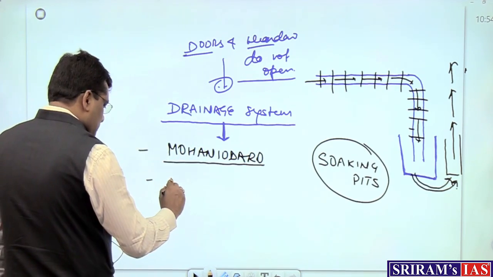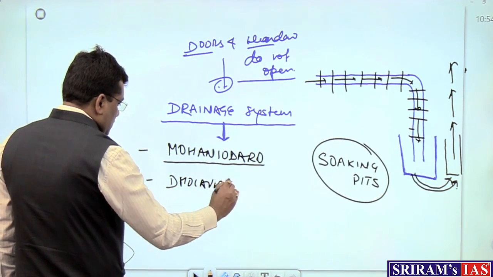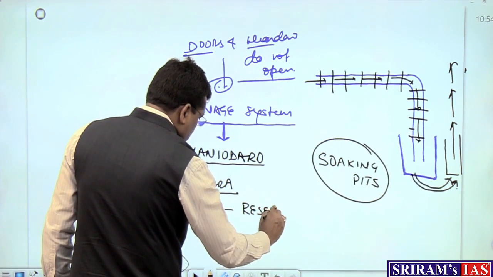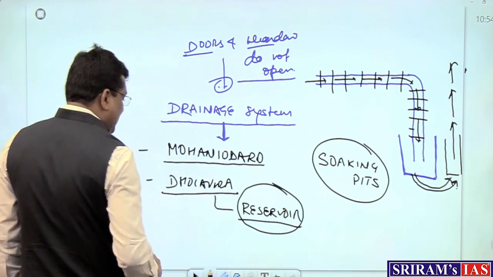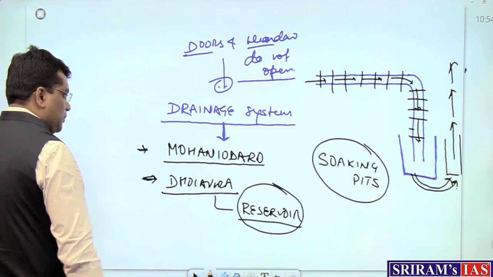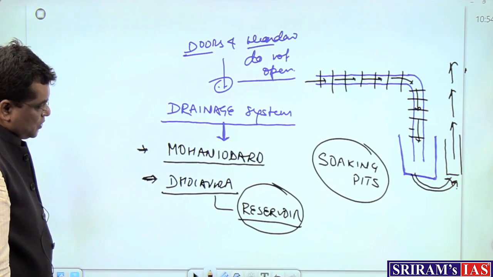And then we have Dholavira. From Dholavira, we have found a reservoir also, a reservoir of water. That is how they maintained the stock of water. So Mohenjo-daro and Dholavira: the drainage system was an excellent achievement of the Harappans.